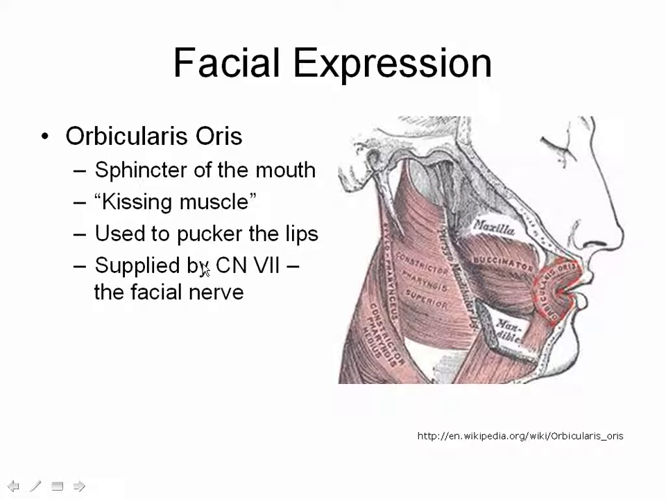Orbicularis oris, again, orbicularis is coming from orbit, going around. Oris is like oral, it's the mouth. So this is a muscle that completely encircles the mouth. It's called the sphincter of the mouth. The kissing muscle, anytime you pucker your lips, you're using orbicularis oris. And again, cranial nerve number 7, the facial nerve. So we're starting to see a pattern arise.